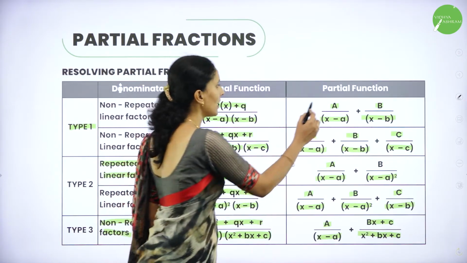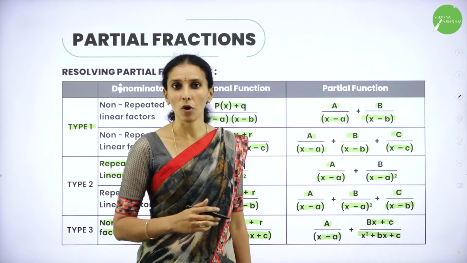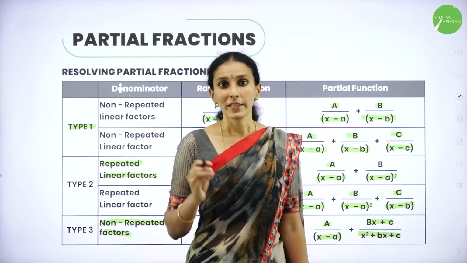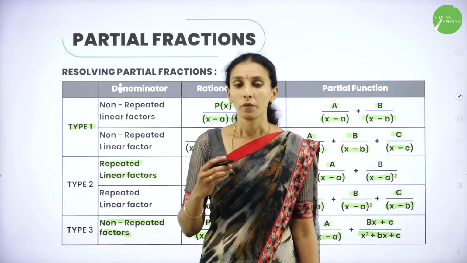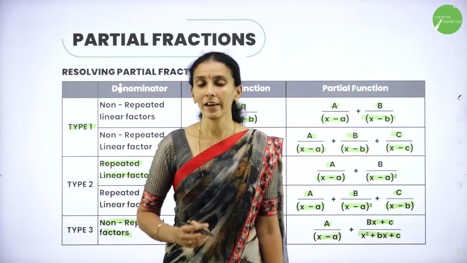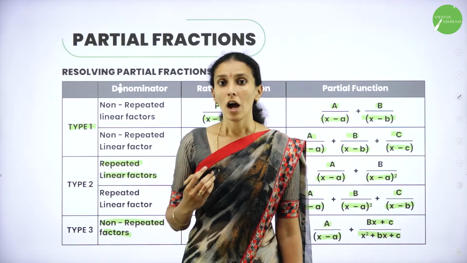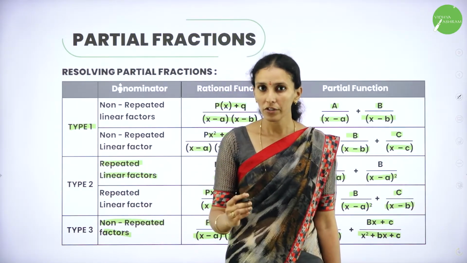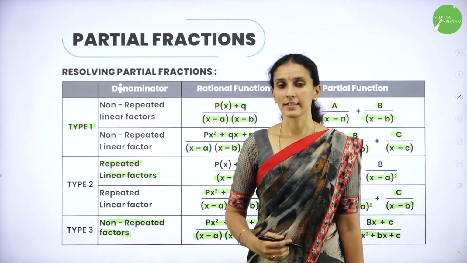Bx plus C divided by x square plus bx plus c. Here capital A, capital B are different from small a, small b, small c. All may have different values. So these are the different cases you should remember when you are going to resolve any rational functions. We'll take a few problems on how to resolve a rational fraction. Before resolving any partial fraction, you should go through these cases.